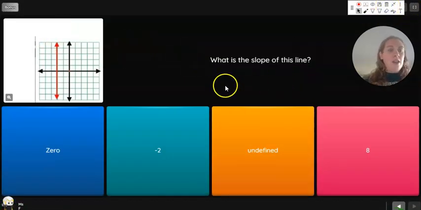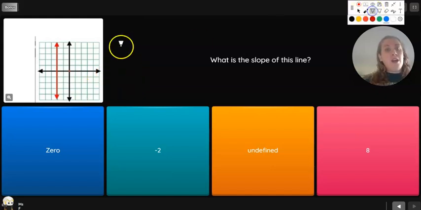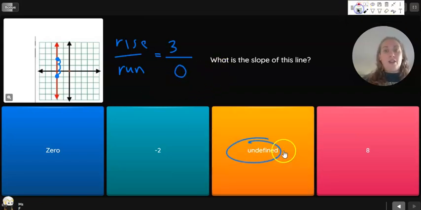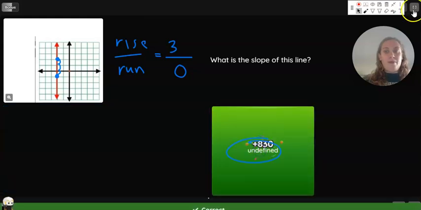Here we go. Slope of this line. So we have our vertical line here. If we think about it in terms of rise over run, we can pick 2 points. Between these 2 points, our rise is 3, and there is no run. This is our bad, can't divide by 0. This is our undefined slope. Beautiful.